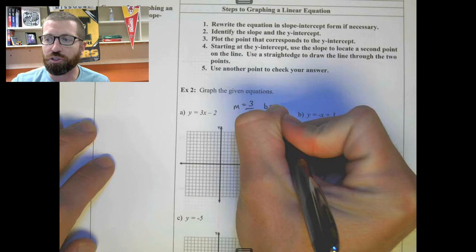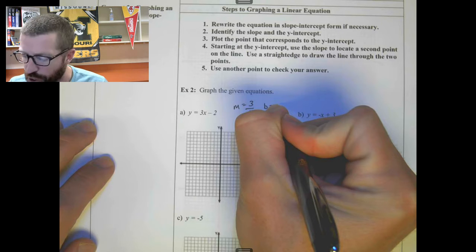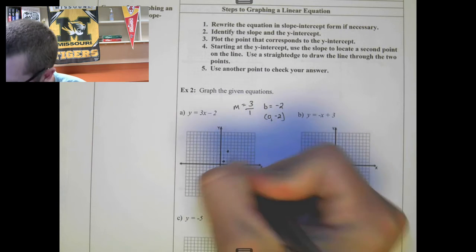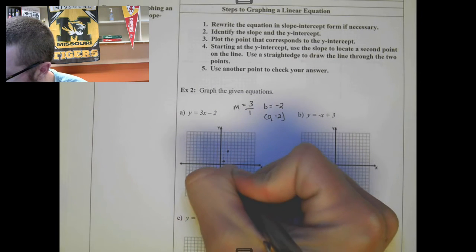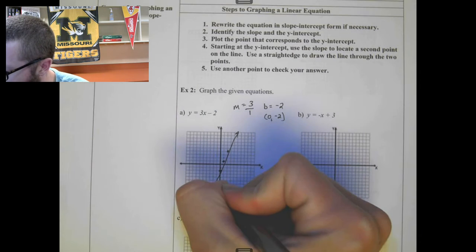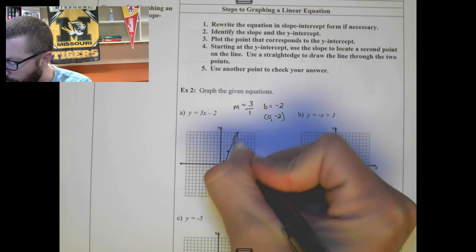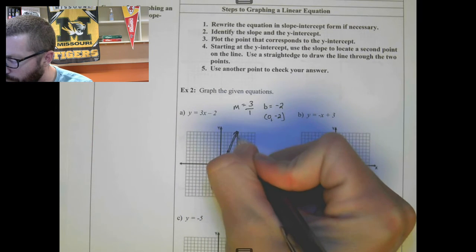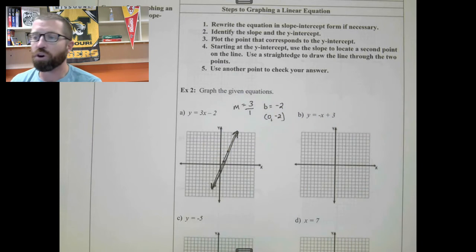So slope is rise over run. So it's 3 over 1, which is up 3 over 1. So from your y-intercept, make sure you're there, go up 3, up 1, 2, 3, and over 1. And if you want to do that again, you can, up 3 over 1 to give yourself multiple points. And use a straight edge. I kind of missed on my line, but your line should go through all the points.